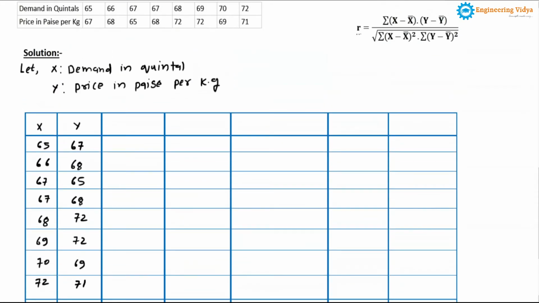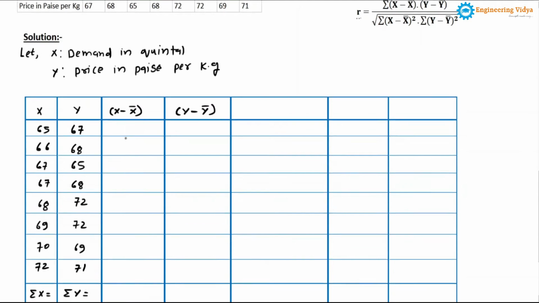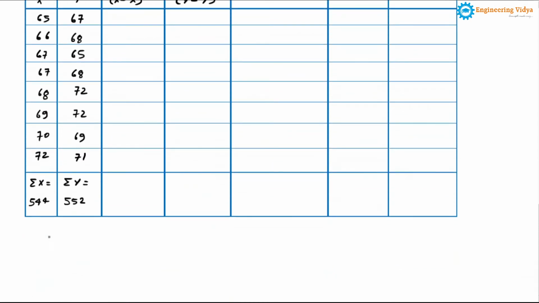According to the intermediate parameters, we should have the values of x minus x bar, and at the same time y minus y bar, right? To calculate x bar we use the formula: x bar is the summation of x divided by n. The total number of samples is 8, and the summation of x is 544, divided by 8. 544 divided by 8 gives 68.